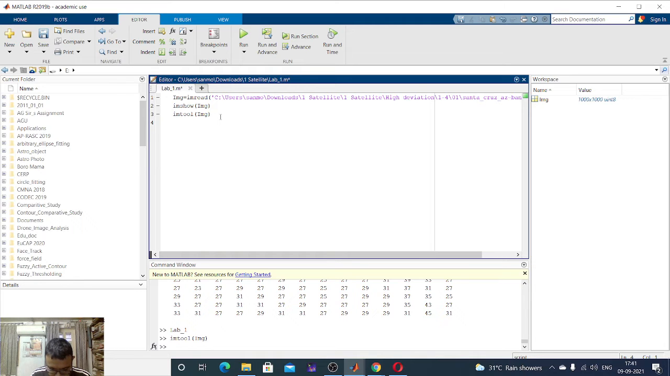There must be some function which will take an image as a parameter and return the size of that image. I don't know exactly what the function name is. So there is one function, it is named size, and then the image, img.